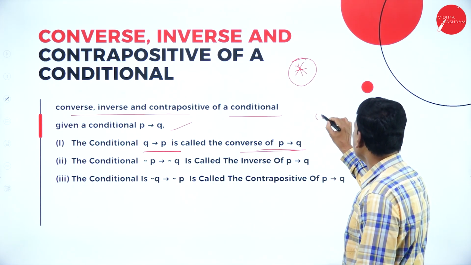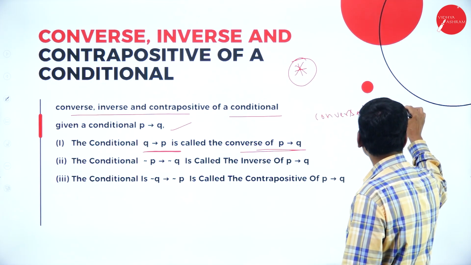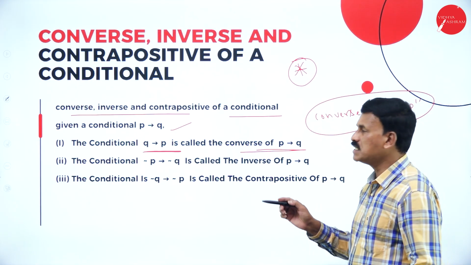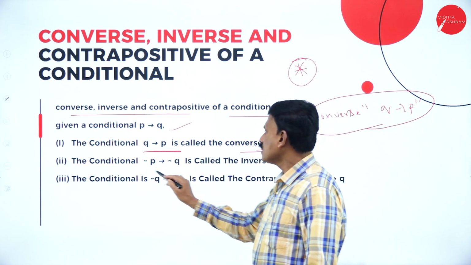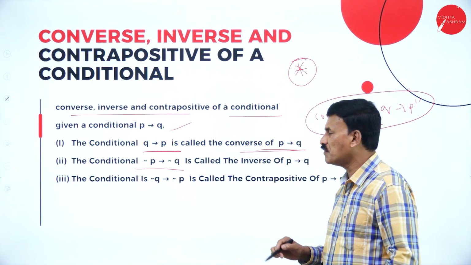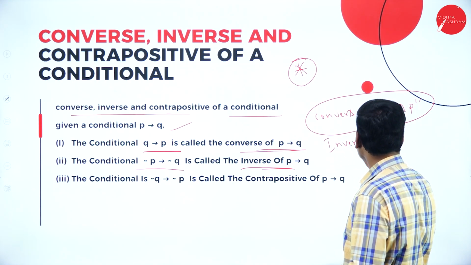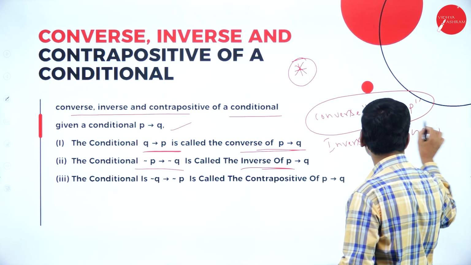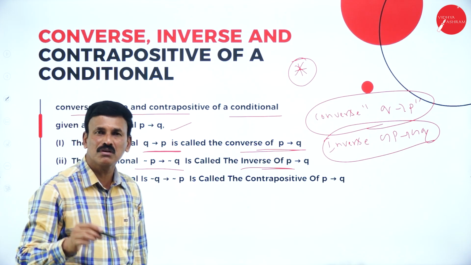So, the converse is Q conditional to P. The converse of the given conditional statement P conditional to Q is Q to P. Similarly, the conditional statement negation of P conditional to negation of Q is called the inverse. So, what is the inverse? Inverse of the given statement is negation of P conditional to negation of Q.